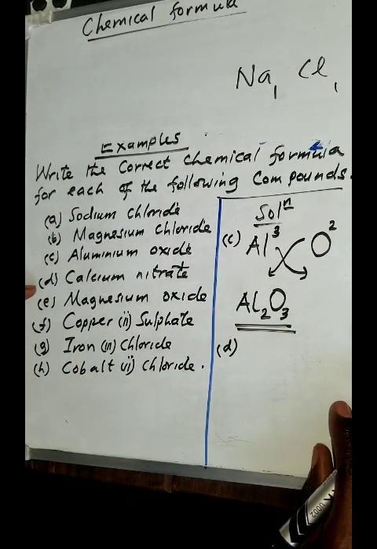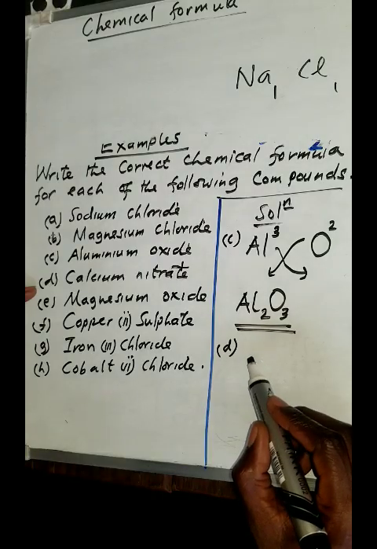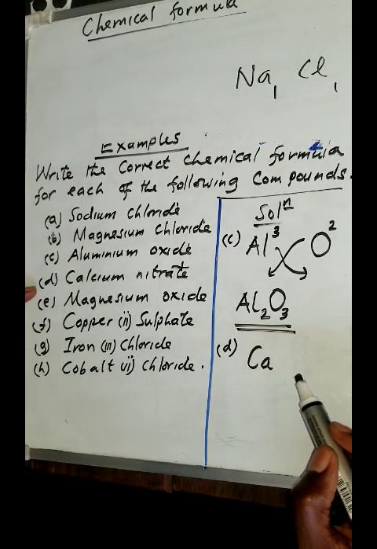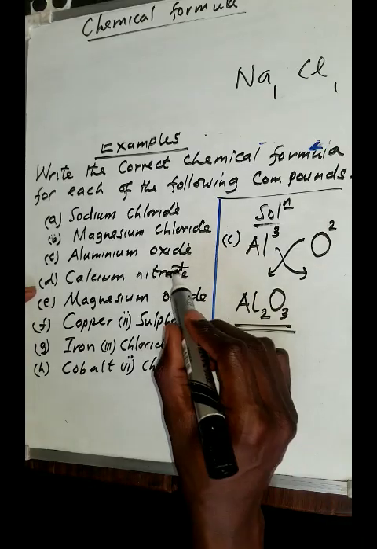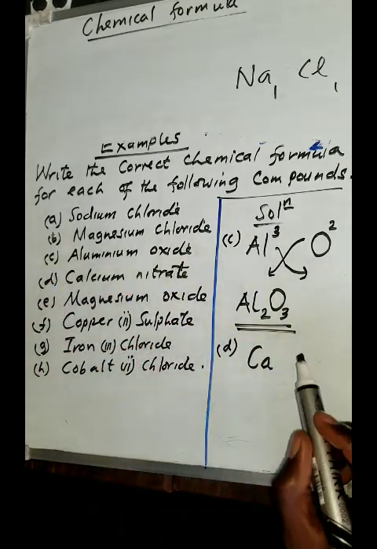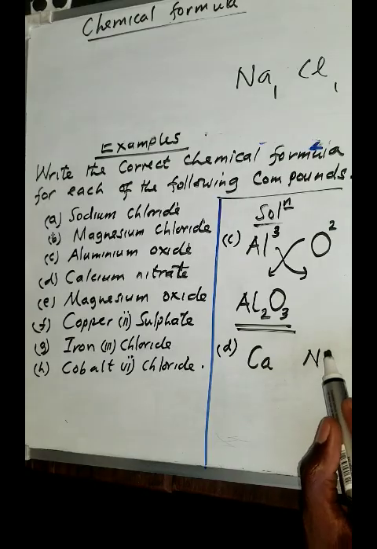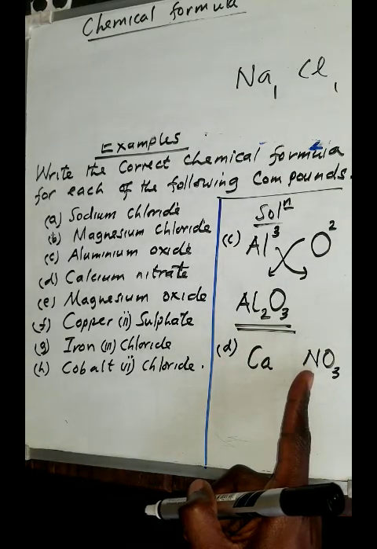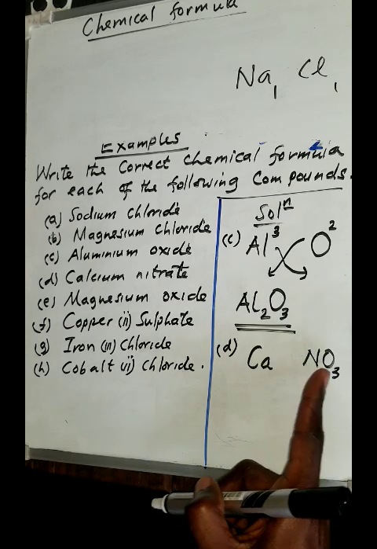Let's move on to the D part. It says calcium nitrate. So calcium, please get to know the correct symbols of the elements on the periodic table. It should become your friend. Nitrate, so it's calcium and nitrate. Nitrate, this is a radical. If you go among the radicals in the video that I taught you, the correct symbol is NO3.